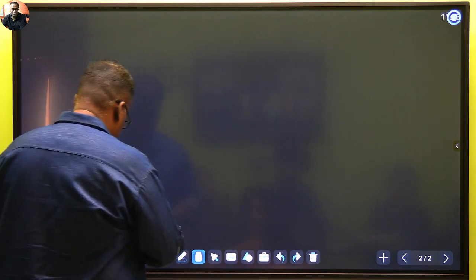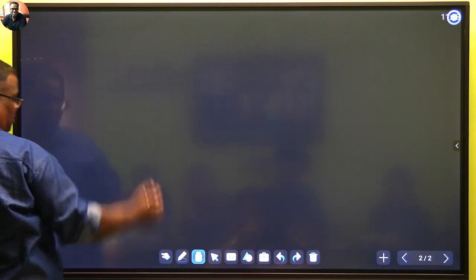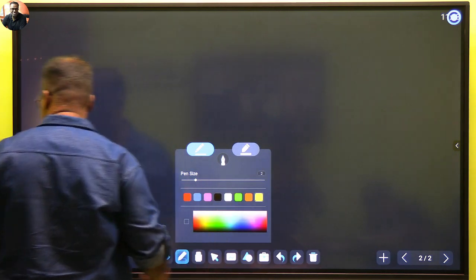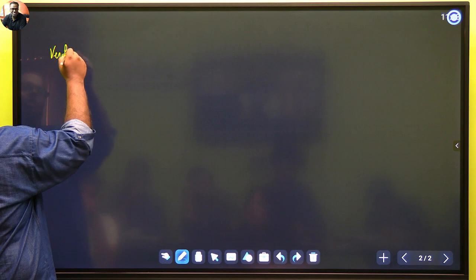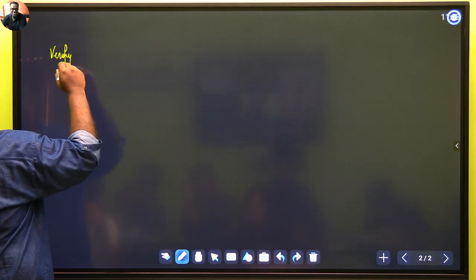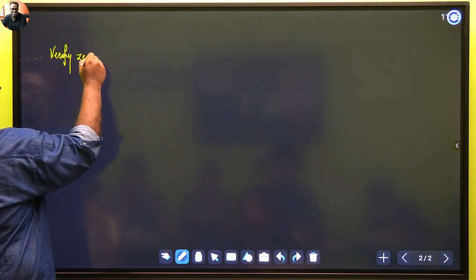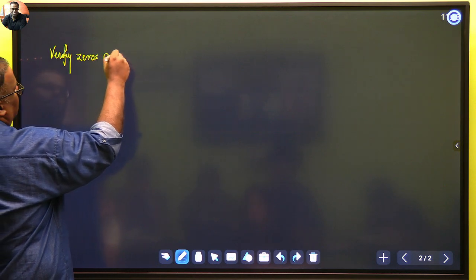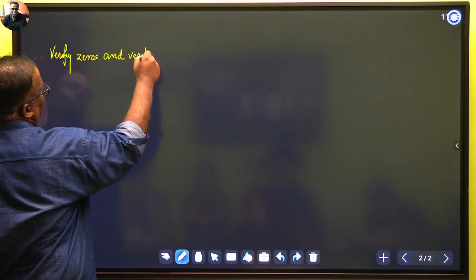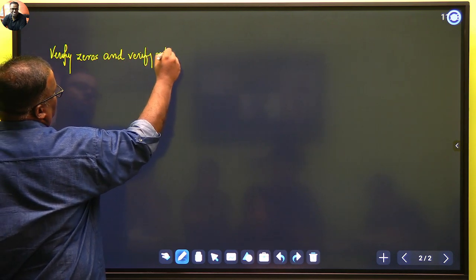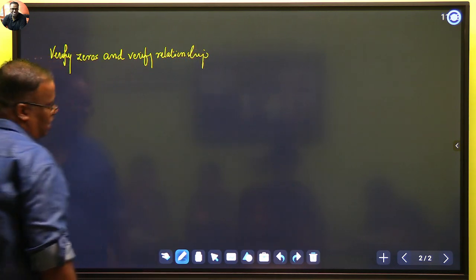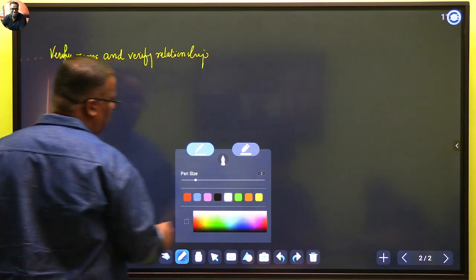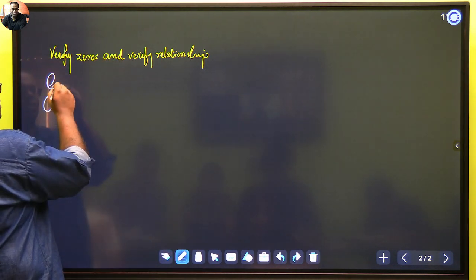Okay, this is done, this is done, this is done. Next type of problem that we may get, again misleading, means verify zeros and verify relationship. This is another type of problem. Okay, verify zeros and verify relationship means in this type of problem, what will be given to you?